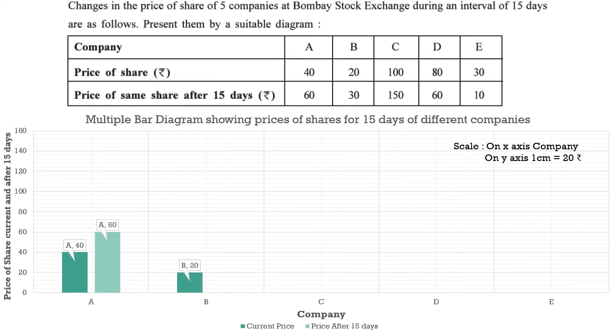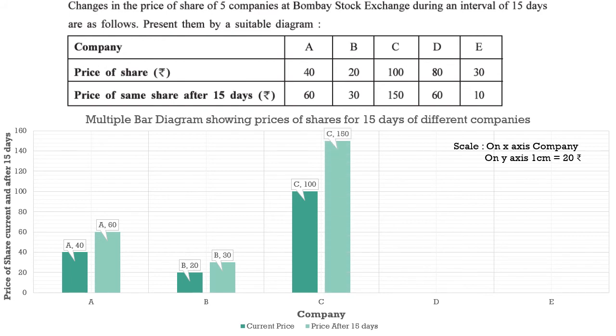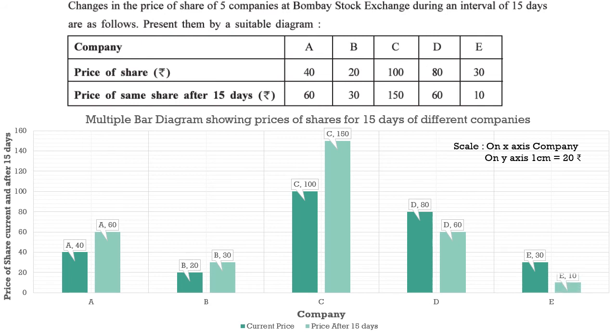Next is 20 and 30. 30 will be exactly between the 20 and 40. Next is 100 and 150. 100 is direct, 150 will be between 140 and 160. Next is 80 and 60, they are directly given, of course. And the 30, which is between 20 and 40, and 10, which is between 0 and 20. So pause the video here, complete this graph in your graph books, and then move forward.